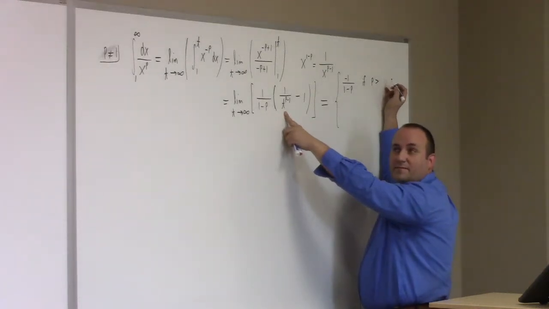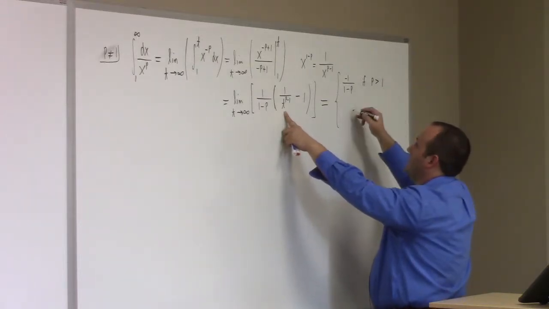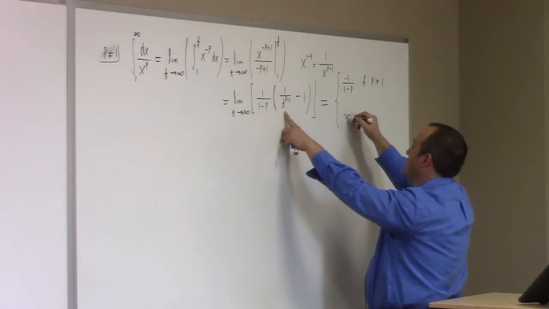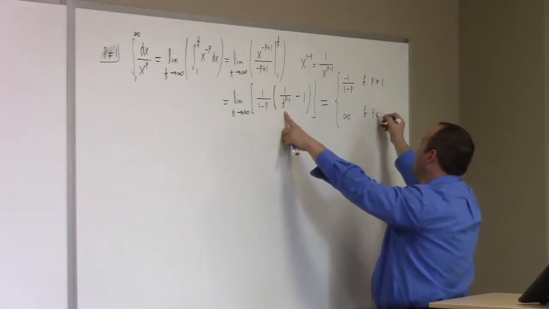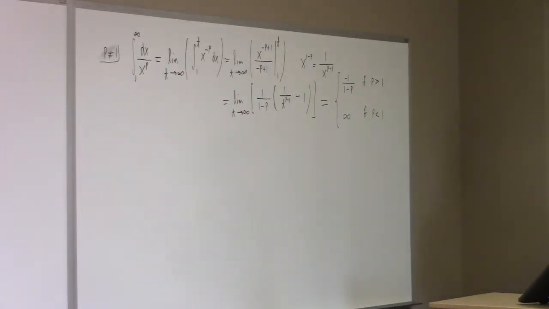I want p minus 1 to be greater than 0, which is to say I want p greater than 1. On the other hand, it's infinity if p is less than 1, because if p is less than 1, then p minus 1 is negative, which means it's effectively like a positive power of t, which, if it goes to infinity, just blows up. Does that make sense?